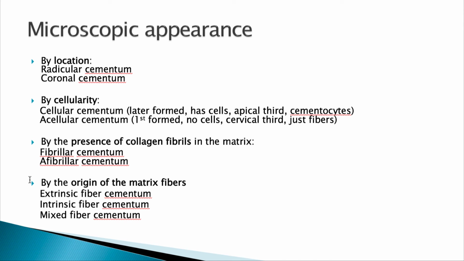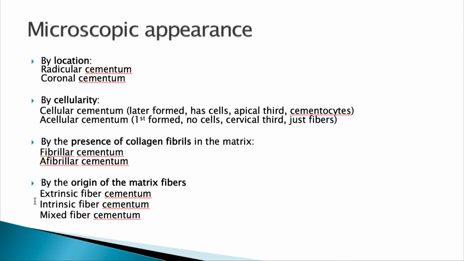If we wish to define it by the origin of the matrix fibers, we have three different terms we can use. Extrinsic fiber cementum, which is cementum that contains extrinsic fibers, also known as the Sharpey's fibers, that are continuous with the periodontal ligament. Since the fibers were originally produced by a periodontal ligament fibroblast, they are considered extrinsic to the cementum, thus the name.